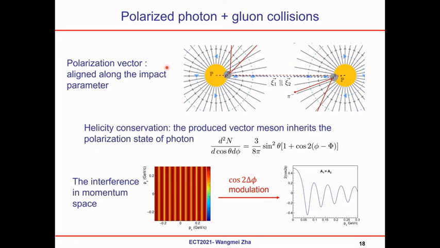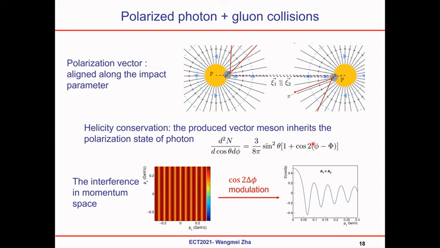Because the photon is polarized, for the photon production you should also have an effect, because the production site is on the nucleus. So if you look at this cartoon, for the photon production, the polarization vector of the photon should be aligned along the impact parameter. If we assume helicity conservation, which means that the produced vector meson inherits the photon state, it will lead to an asymmetric angular distribution, as shown here.